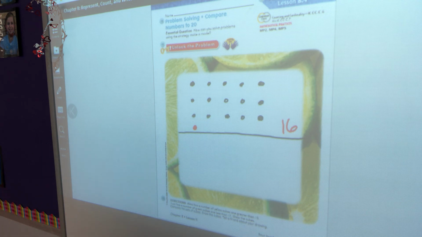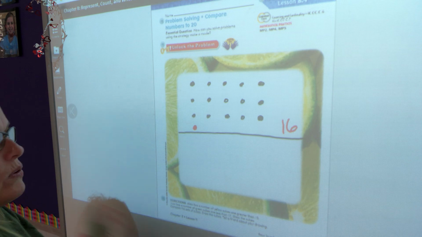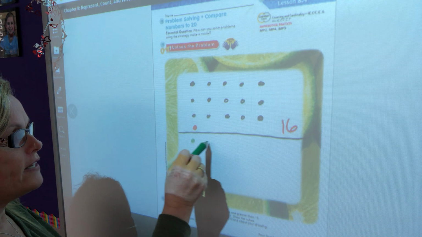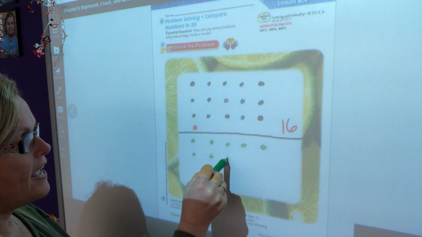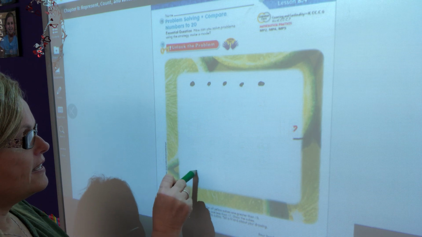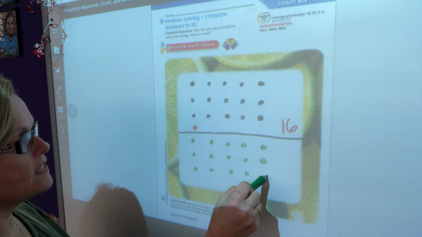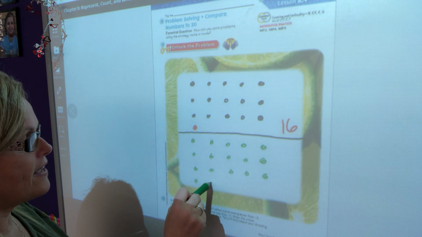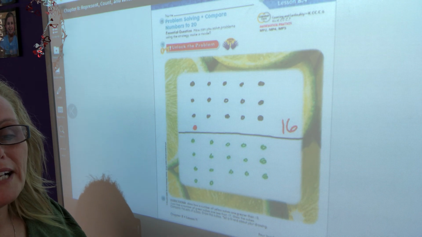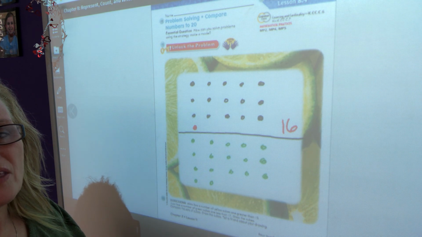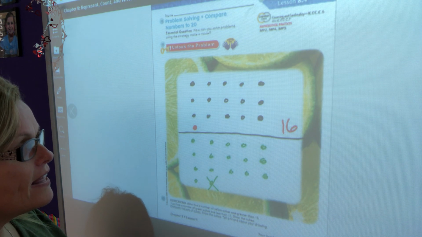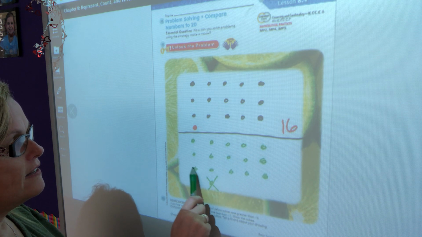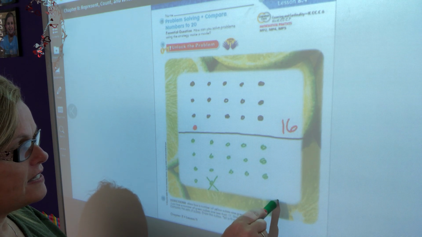Then another friend has some cubes and they have one less than 17. So let's draw 17 and then we'll talk about it. So 1, 2, 3, 4, 5, 6, 7, 8, 9, 10, 11, 12, 13, 14, 15, 16, 17. Now, it said she has one less than 17. So that means we're going to have to take one away. She has one less than 17, so we take one away. That means we have 5, 10, 15, 16.